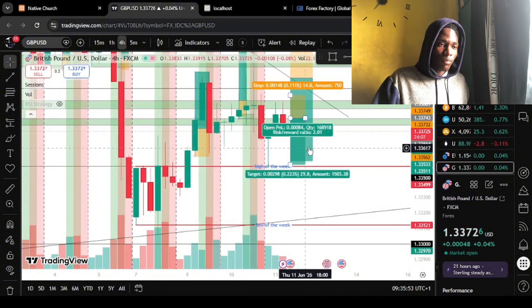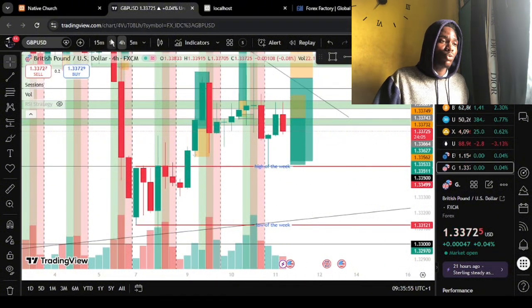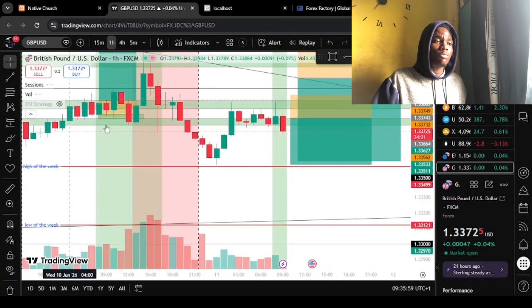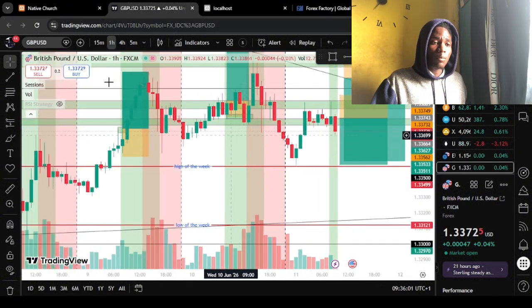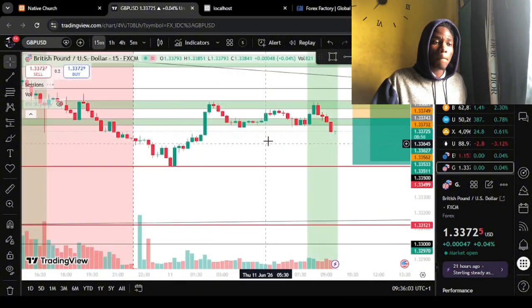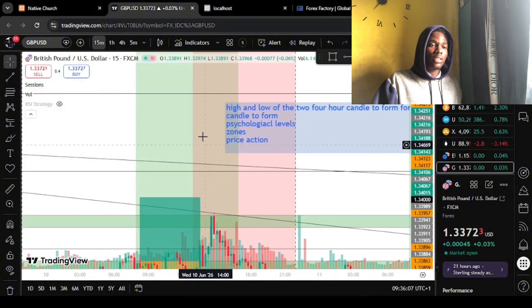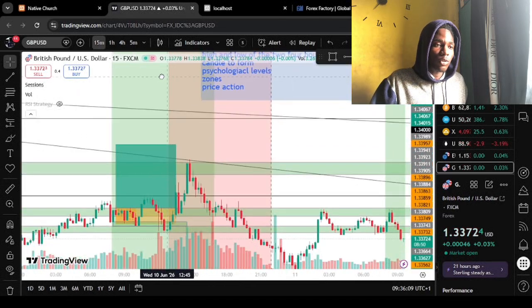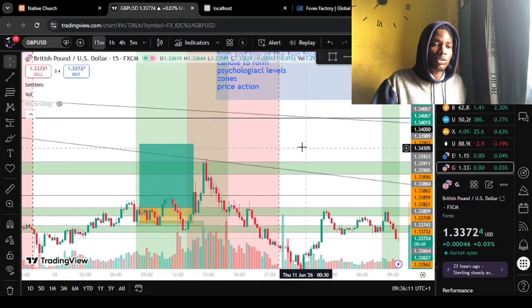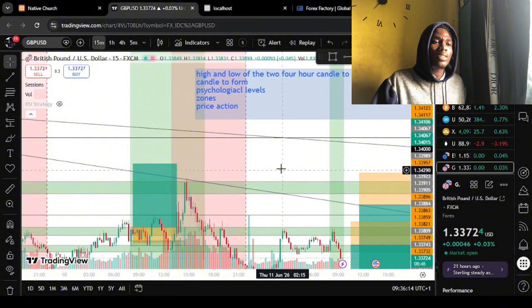So after that, I come to my 1 hour, just to check for things clearer, and also I come to my 15 minutes. So let me go back to everything I treated here. Yeah, I unlock the first 2-hour candlestick to form. I think I've touched on that. Now I map out my psychological levels.